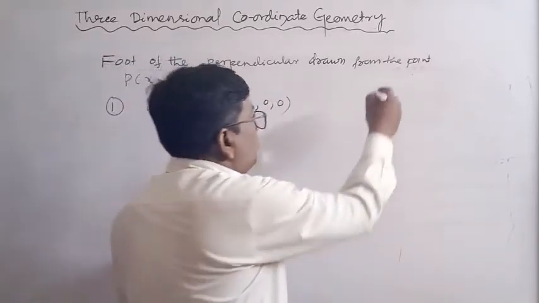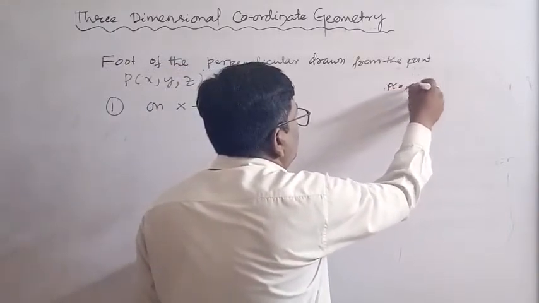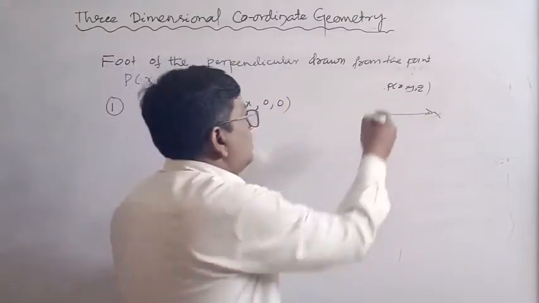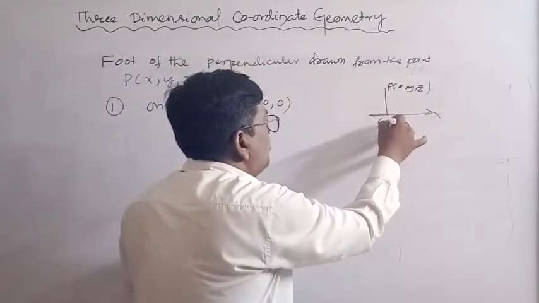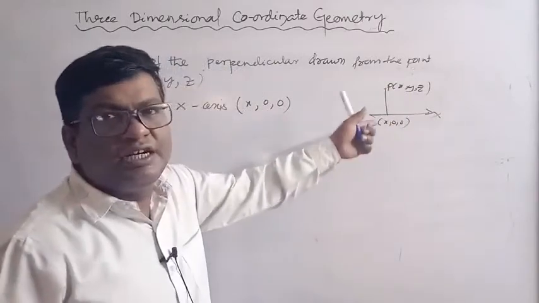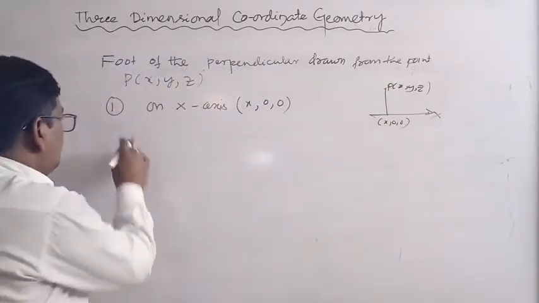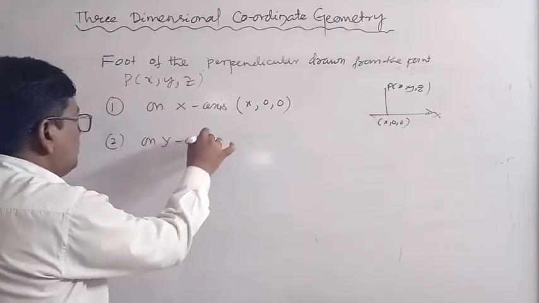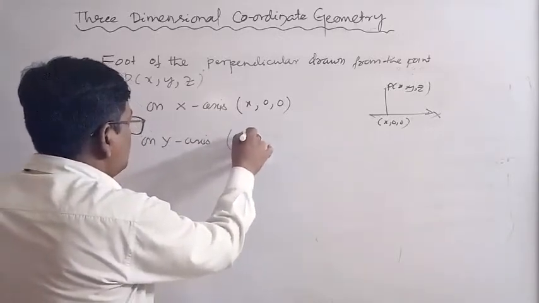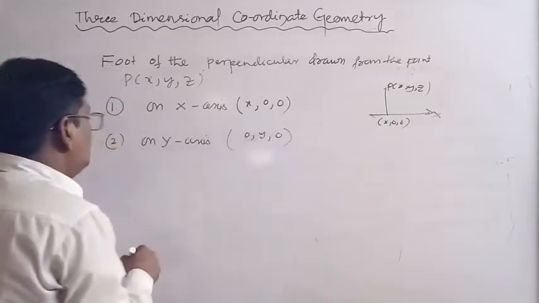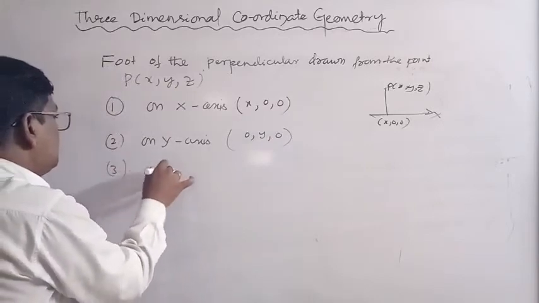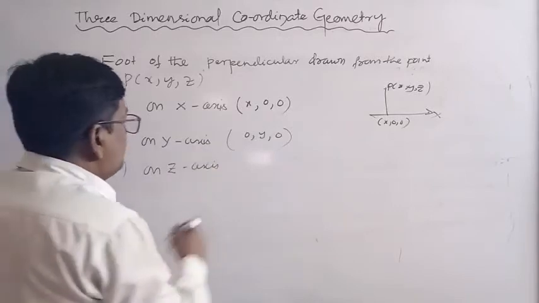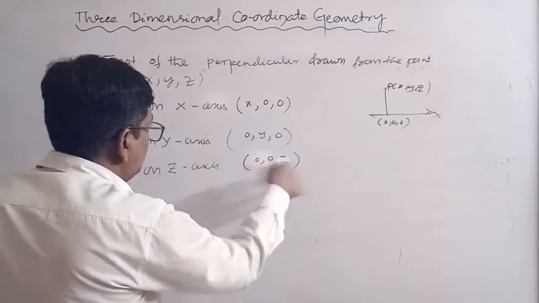Okay, this is the point. Suppose P(x, y, z) and this is the x-axis. On the x-axis both the y and z coordinates are 0. This is x comma 0 comma 0. This is a 3D figure, not a 2D figure. And this is number 2, on the y-axis, this is 0, y, 0. On the z-axis, what is here, 0, 0, z.